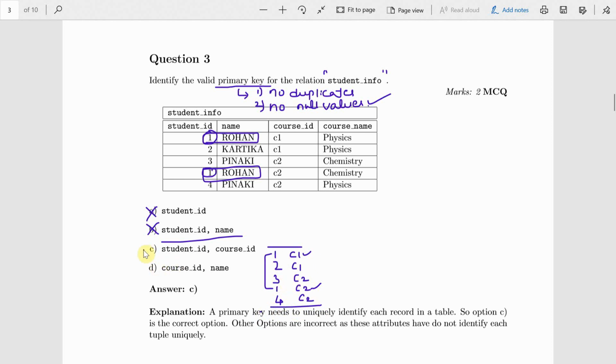Then we can say option C is a primary key, because there are no duplicates of these two combinations, because these two together form a primary key. So option C is the correct answer. Option D, look one more time. D, course ID comma name. Course ID C1 physics, this combination, and course ID C1 physics. This combination is duplicated. Because duplicates are there, course ID comma name is not a primary key. So the answer for the question is option C.